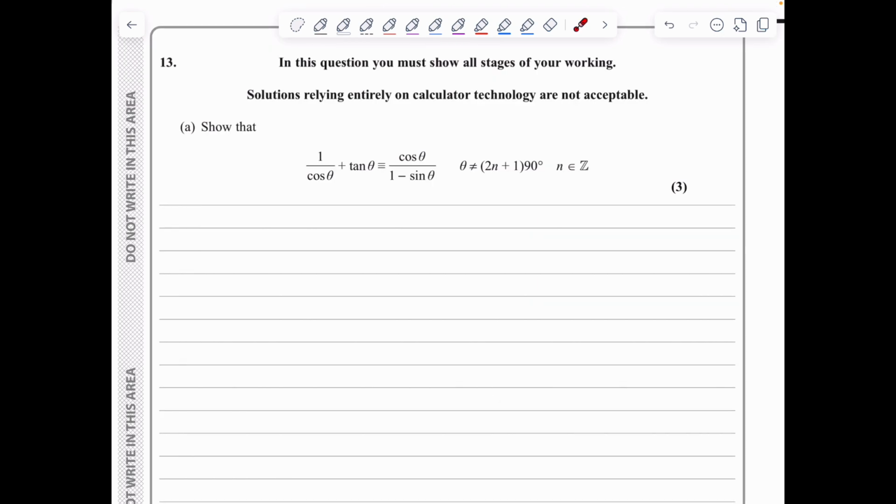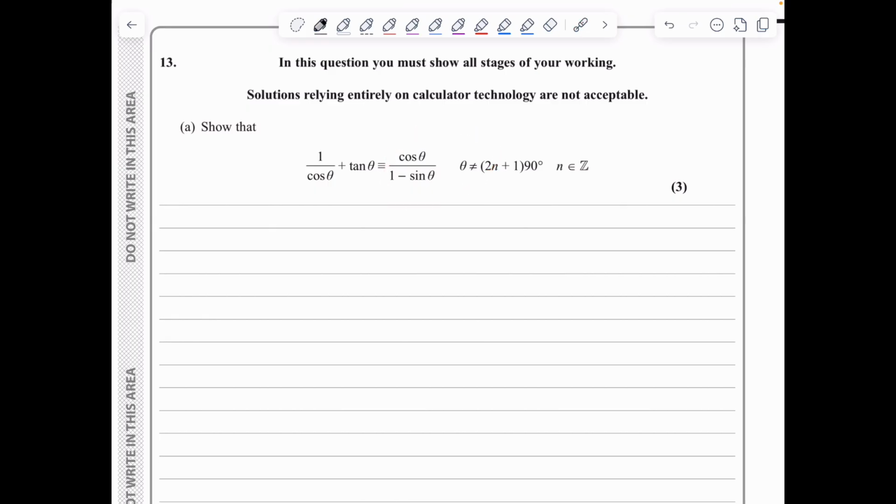Question 13 is on trigonometry. We need to show all stages of the working. Solutions relying on calculator technology are not acceptable. So in part A, we need to show that this identity holds true. So the idea is to go from left to right, show every single baby step along the way, and arrive exactly to the right-hand side.